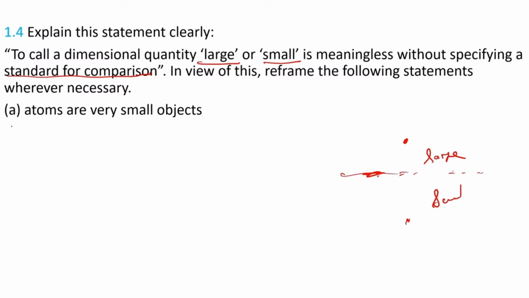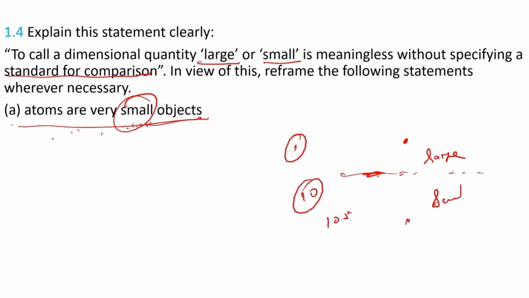So here the first statement is atoms are very small. Here small doesn't stand as a correct word, because there is no reference stating small with respect to what. Small may be 1, small may be 10, small may be 1000 meters, or nobody can say that small relative to what.